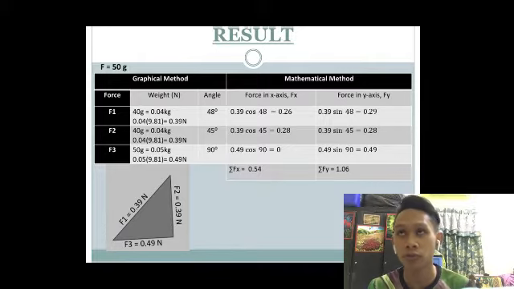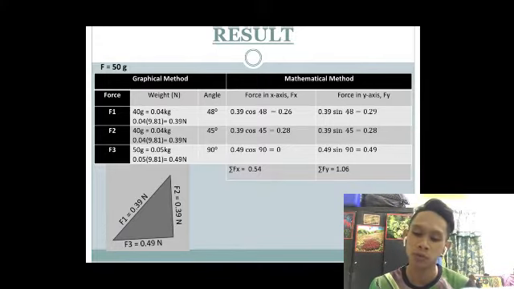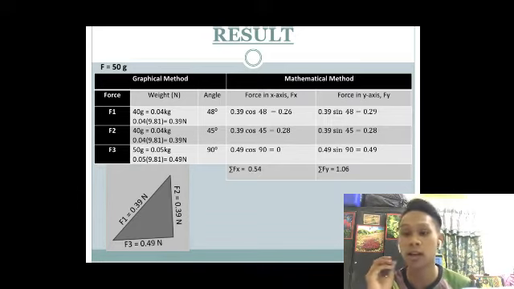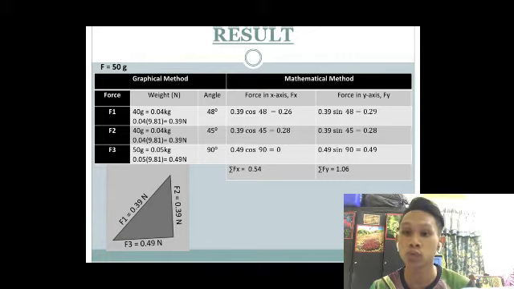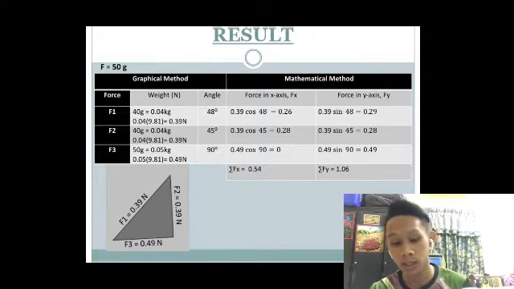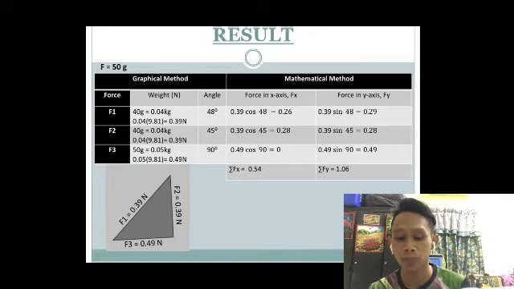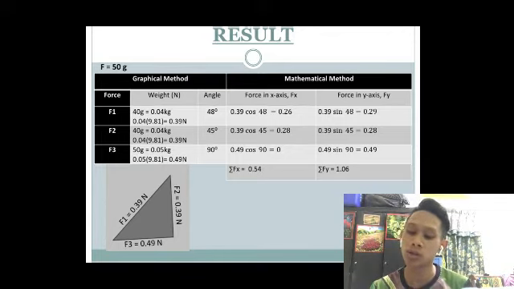For the result at 48 degrees, for the x axis we got 0.2623 Newton, and for the y axis we got 0.2913 Newton. For the second, at 45 degrees, we got for the x axis 0.2772, and for the y axis we got 0.2772.